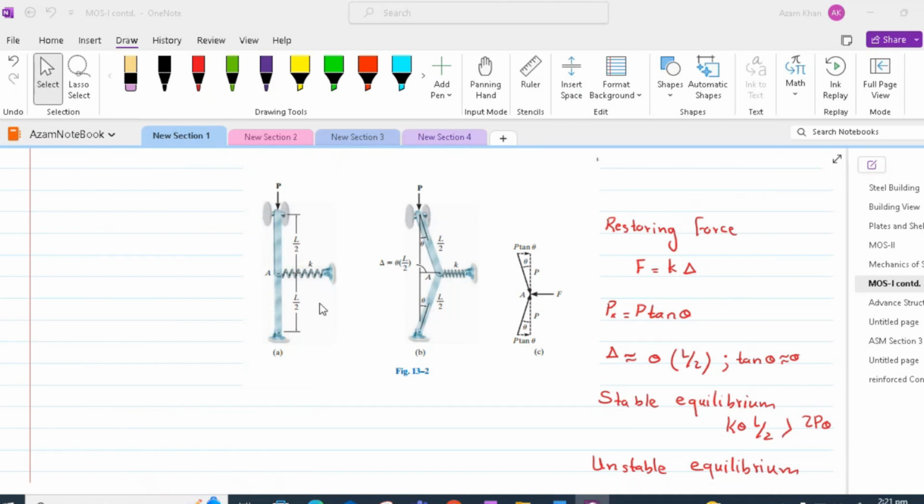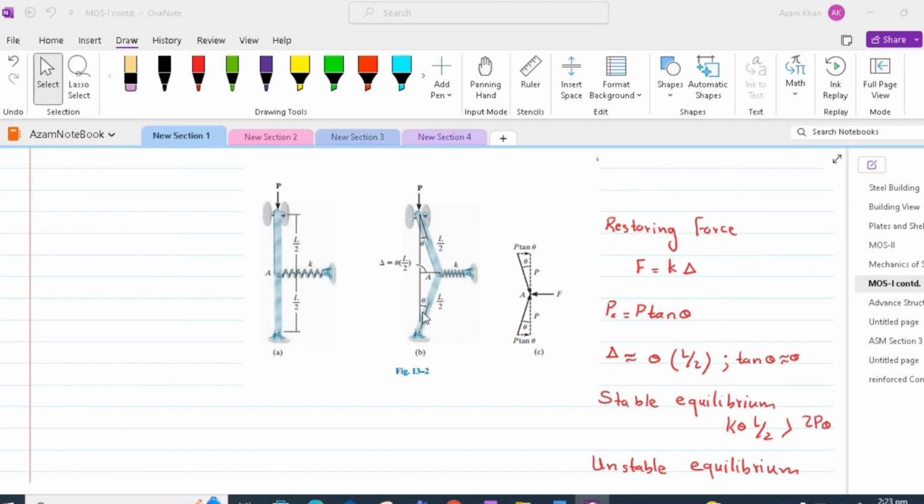in this figure. This figure shows a column which is subjected to load P, and at point A, which is at the middle of the column, we have introduced a restraint. The spring shown in this figure is a helpful tool for determining the lateral deflection of this column. It will also give us the proportion of the load required in the horizontal direction to provide lateral deflection.